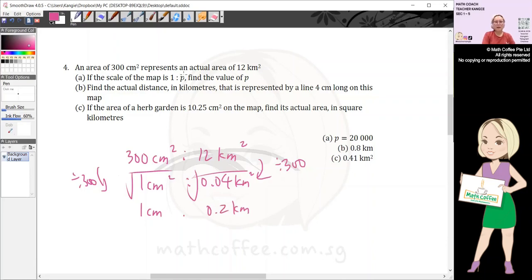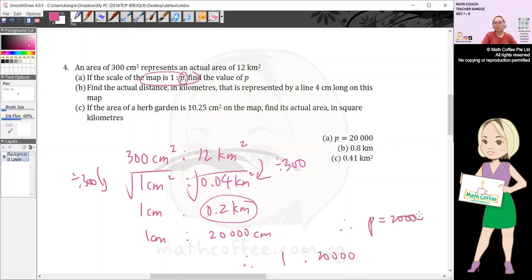But because map scale by default on the map is always cm is to cm, you need to change the right-hand side to cm. So remember just now I said cm change to km is you divide by 50,000. So the km change to cm is you times 50,000. Okay, so 1 cm to 0.2 multiplied by 50,000, you will get 20,000. And take note that on the map, you don't put the cm. So you will say therefore it's 1 is to 20,000. And they say P, right? So therefore, my P is equal to 20,000. Done.